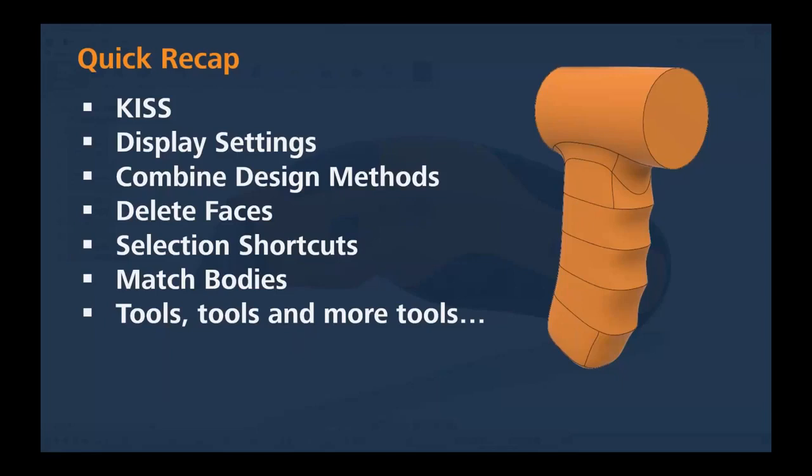Remember your selection shortcuts, to help you cut down on the number of picks and clicks that you're making. The match bodies, where we can match, say, the water bottle with our lid. Remember that you can match these surfaces with existing geometry, and explore the tools. There are numerous tools that we haven't even touched on today inside this session. There's just not enough time, but please look at what tools are available inside this environment to use.